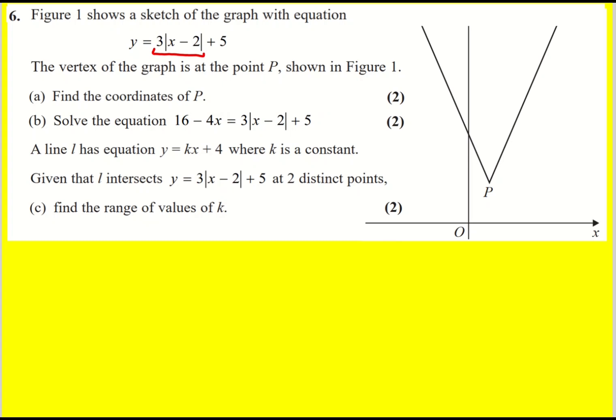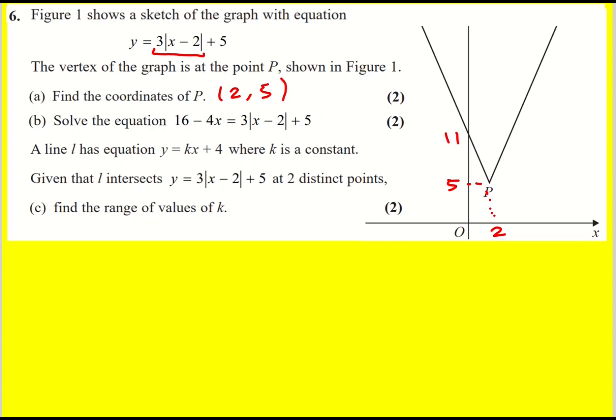It's going to go to 0 when x is 2, and that's going to leave us 5 as the value there. While I'm at it, I'm also going to work out where it crosses the y-axis. That's going to be when I put in x equals 0. Then I find the modulus of minus 2, which is 2, times by 3 to give 6, add 5, it's going to be at 11.